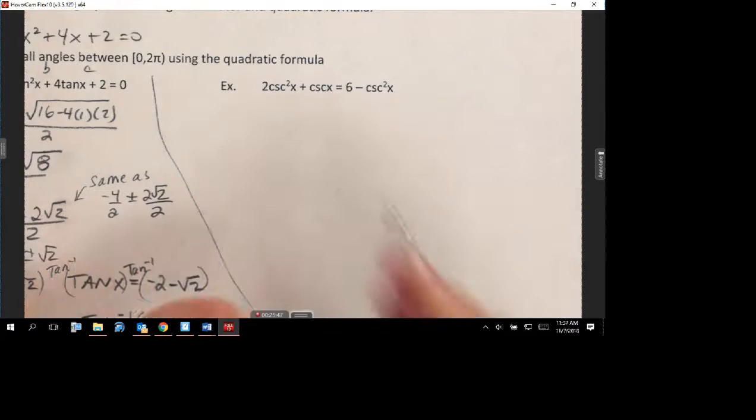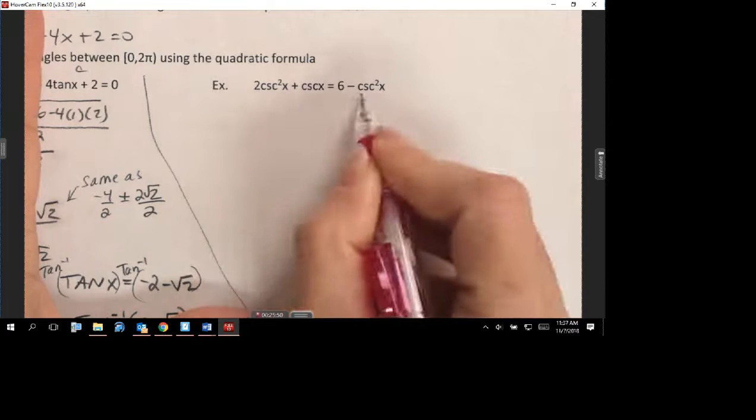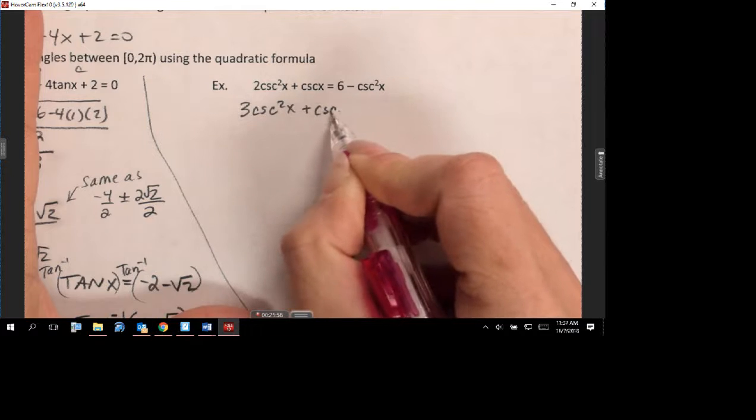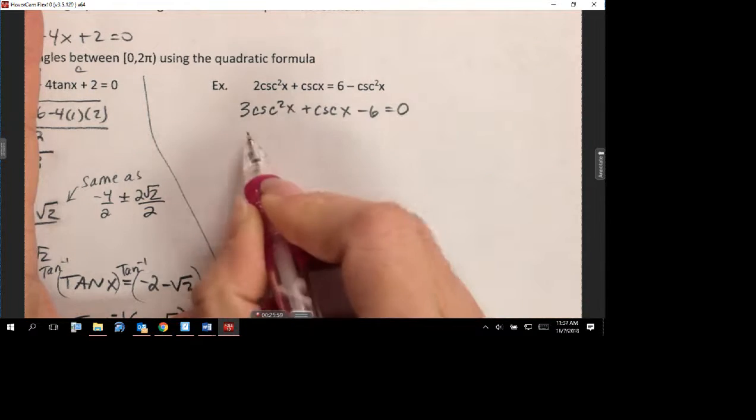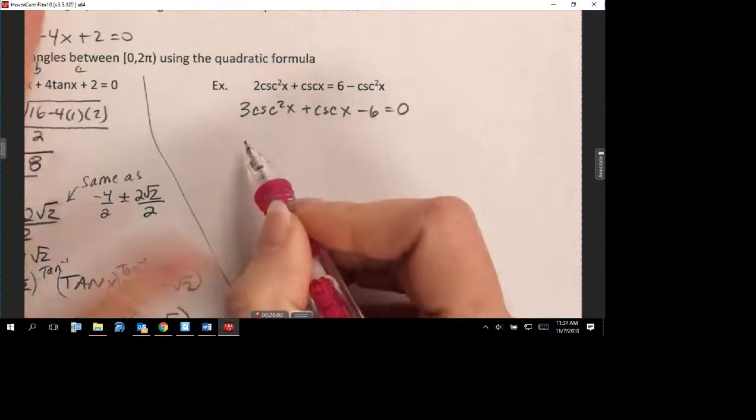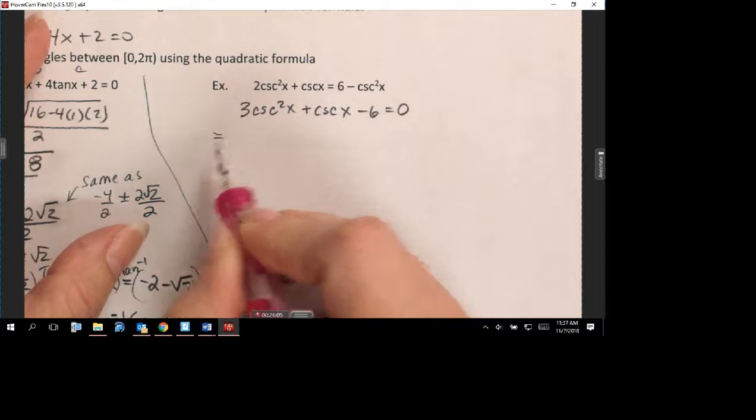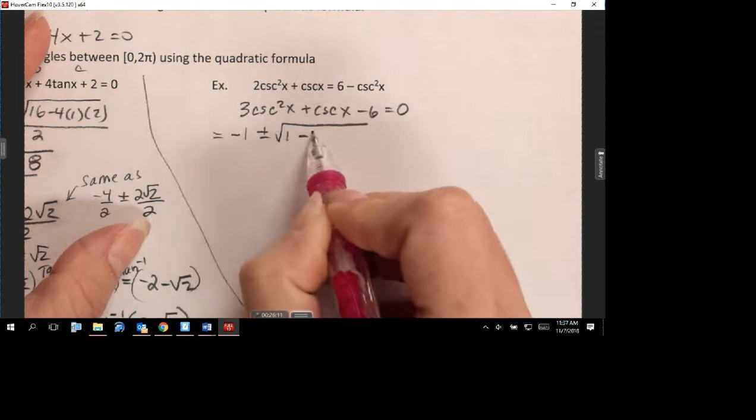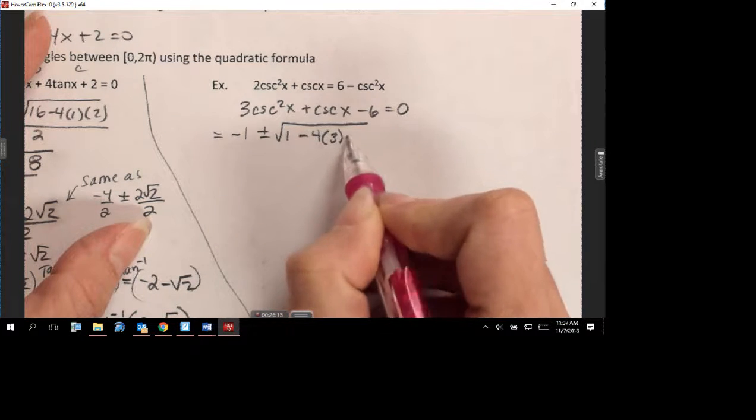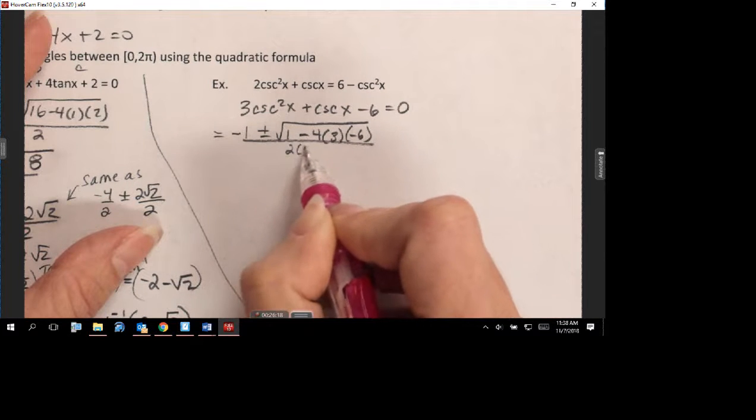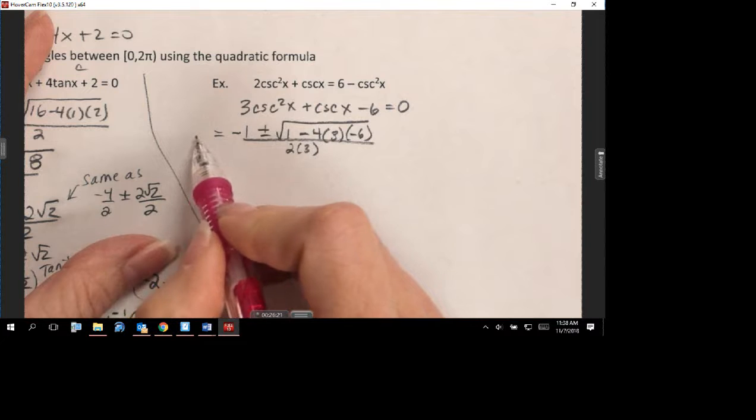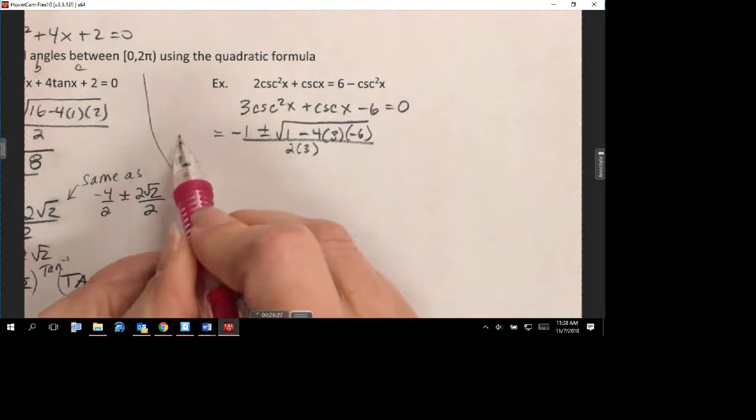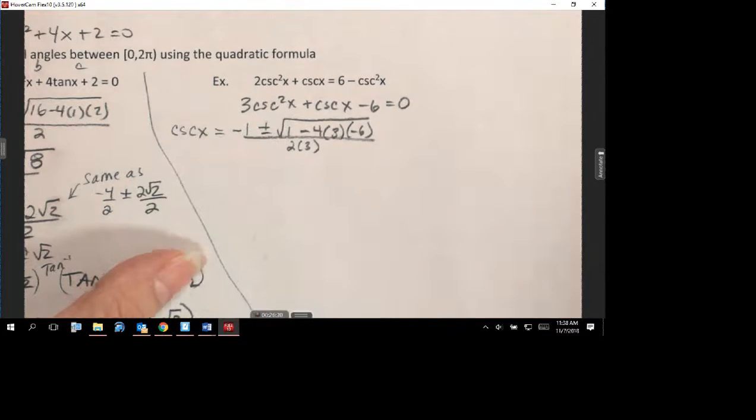So you guys, we first needed to make it say equals 0 out of the cosecant x, subtracting the 6. And then quadratic formula, we do x equals opposite b plus or minus square root b squared minus 4ac all over 2a. And then some of you may have started with x equals, but it's not really x equals. What is it? Cosecant x equals.